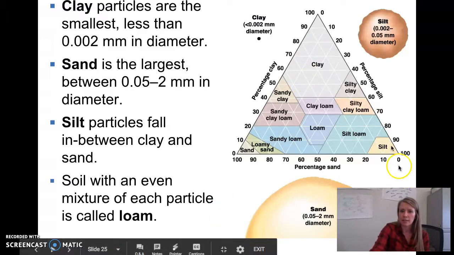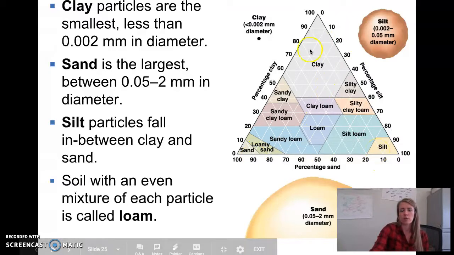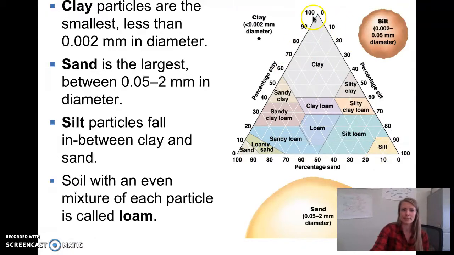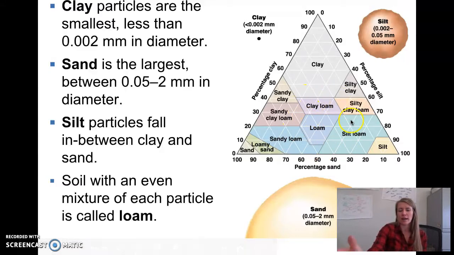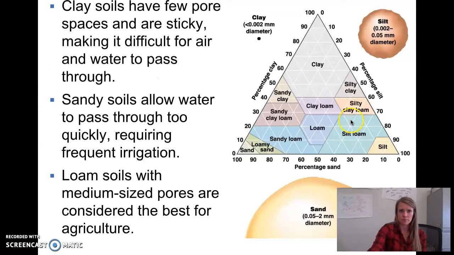So this triangle right here allows you to see the composition of the different kinds and what kind of soil it will make. So clay up here has a very high clay percentage. And then loam is a word that we use to describe a soil with an even mixture of each particle. So all these loams are in the middle. They have an equal combination of clay, silt, and sand.